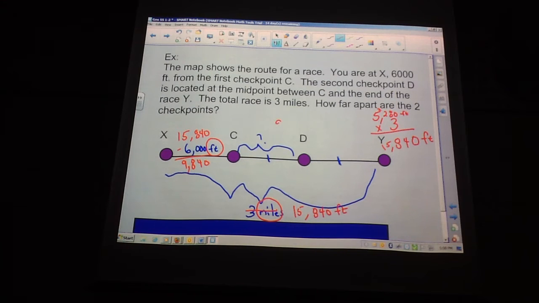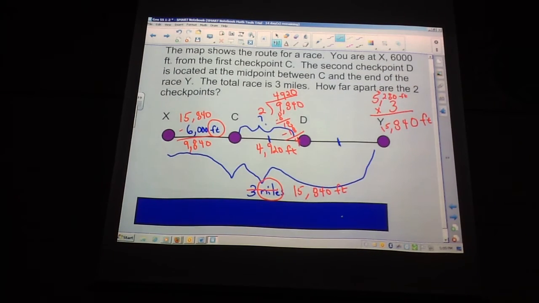So if I take 9,840 and divide that by 2, I should get my answer from that. So let's see, it'll go 4 times 18, it'll go what, 9 times? So that's going to leave me with a 4, it'll go 2 times, and then the 0. So it looks like the distance between C and D will be 4,920 feet.